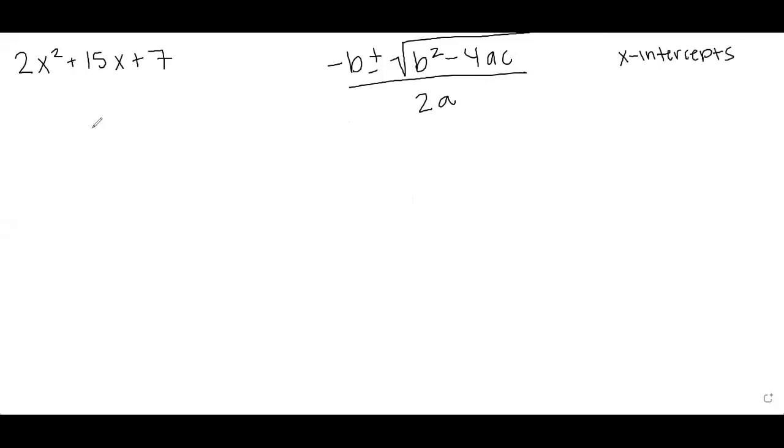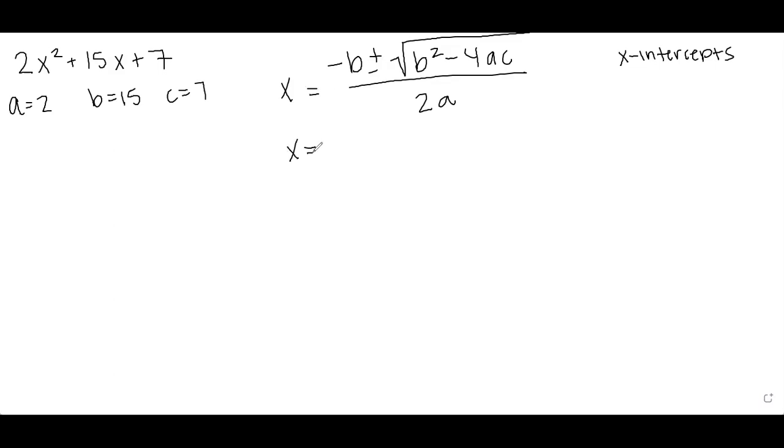So we need to figure out what our A, B, and C are. So in this equation, what is the A? 2. What's the B? And what's the C? So I'm going to plug these into my quadratic formula. Let's really just say x equals this, so we can get what x is equal to, or the x-intercepts.